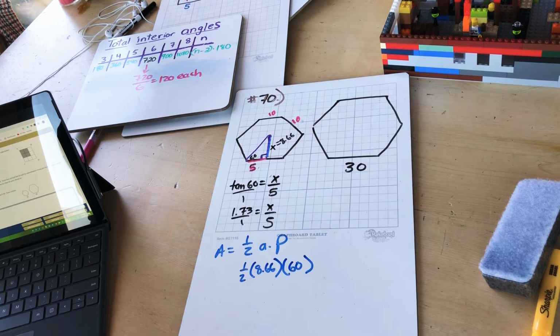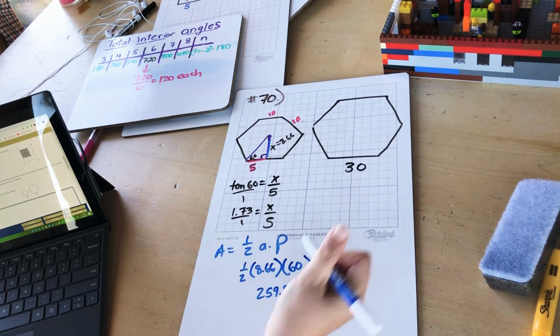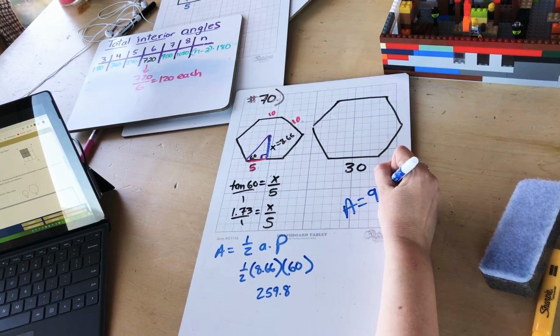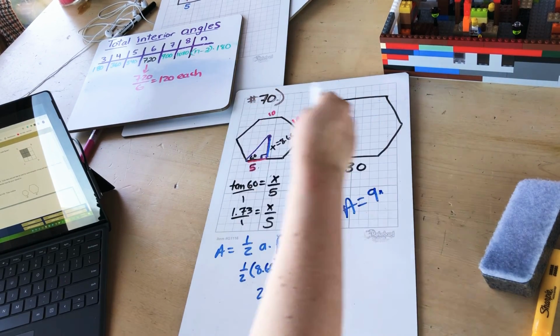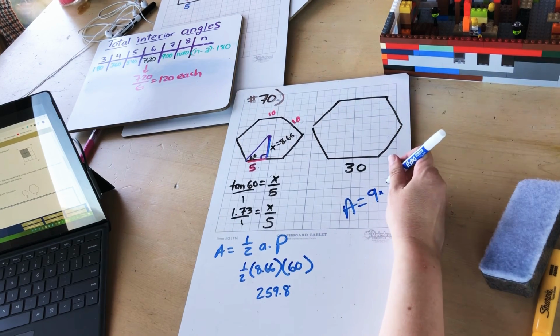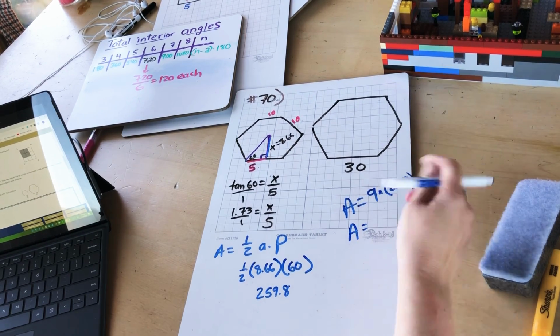And then we can do the math from there. I'm just plugging it into a calculator. You can do this real easily at home, and you get about 259.8. So the area of the big one is going to be 9 times that. So remember I was saying if it's times 3, the ratio is 1 to 3. It's actually 9 for the area. So I'm just going to do 9 times 259.8, and I'll have the area of the big one.